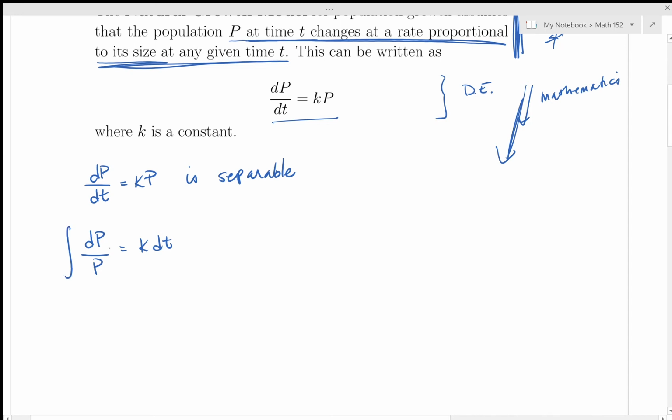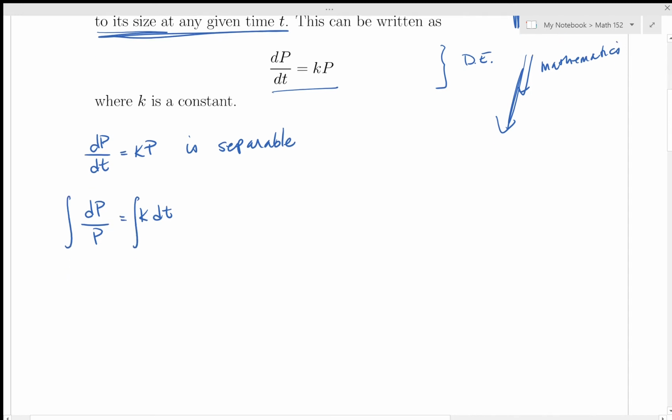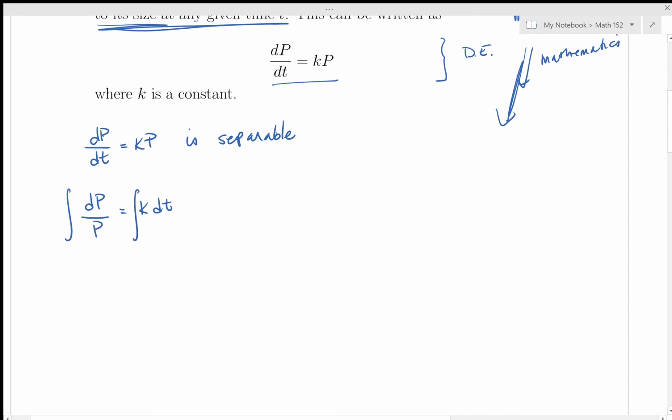We will do the usual thing we've been doing, and that is integrate both sides. Neither one of these integrals is difficult, so we immediately write the log of the population is k times t plus c. We're talking about a population, so this is never going to be negative, right?